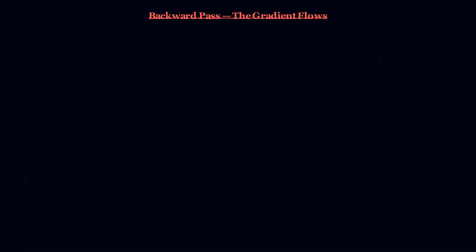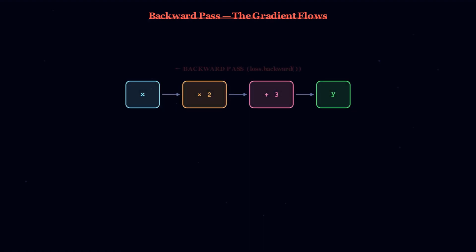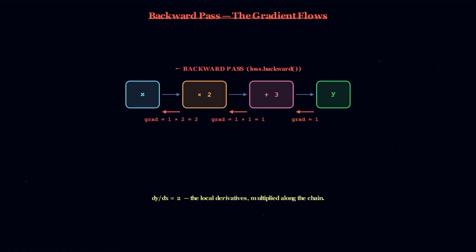Now watch the same graph run in reverse. This is the backward pass, the moment a gradient actually flows. Backpropagation starts at the loss, with a gradient of exactly 1, and walks backward through the graph. At every node, it multiplies the incoming gradient by that node's local derivative, the chain rule, applied one operation at a time.